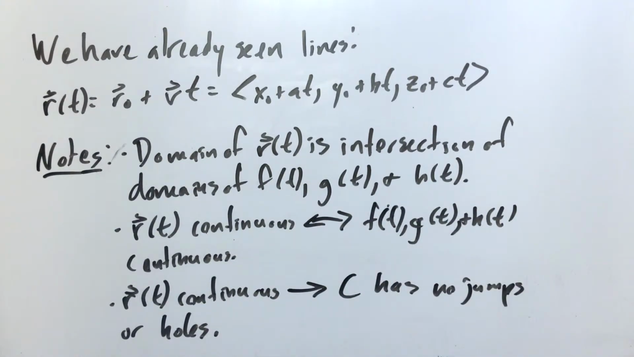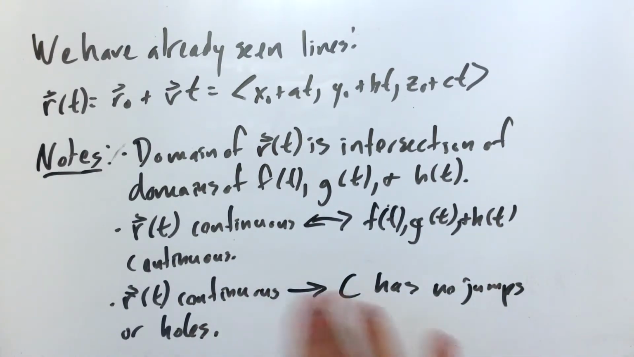And continuous here really means that as t moves along, there are no holes or gaps or jumps as you trace out the curve. And it turns out that if r of t is continuous, then the curve c has no jumps or holes or anything. The converse isn't true. You can have a curve which geometrically has no jumps or holes, but it does come from a non-continuous r, but whatever, we're never going to deal with that.